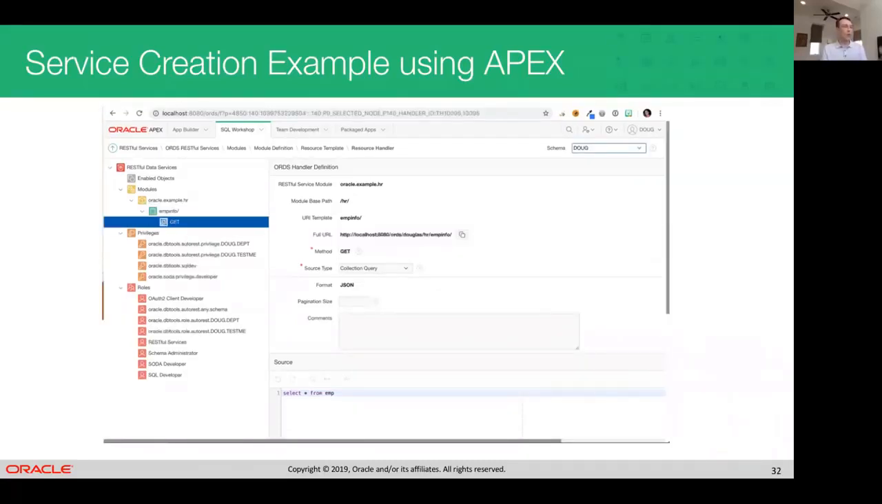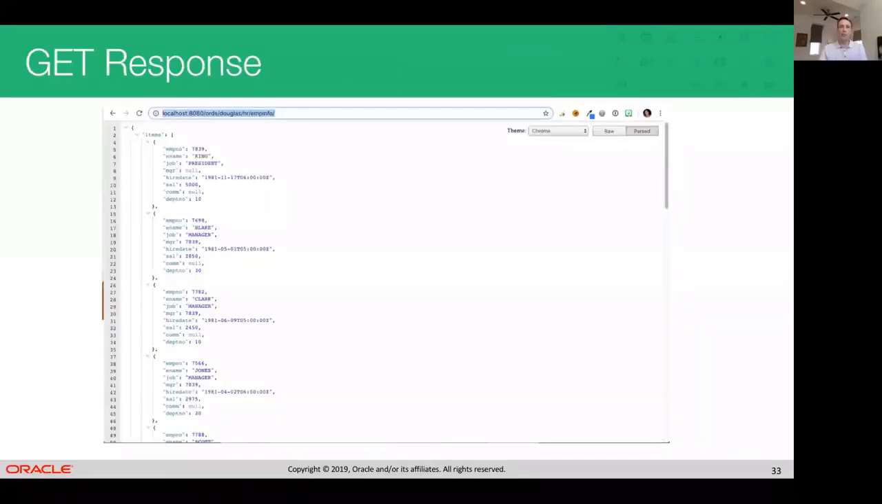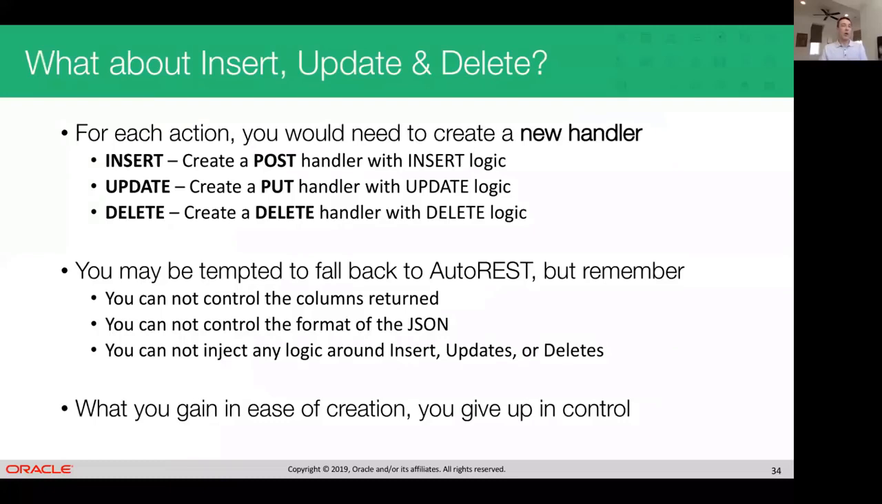Once that's done, once you've created that module, very much like before when you're doing the AutoRest, it's going to give you a URL that you can go and do your get, or do your put, or do your post. And when you copy that and put it in the browser, you're going to get the same kind of thing. You're going to get the employee data. So that was a quick overview of doing the get.